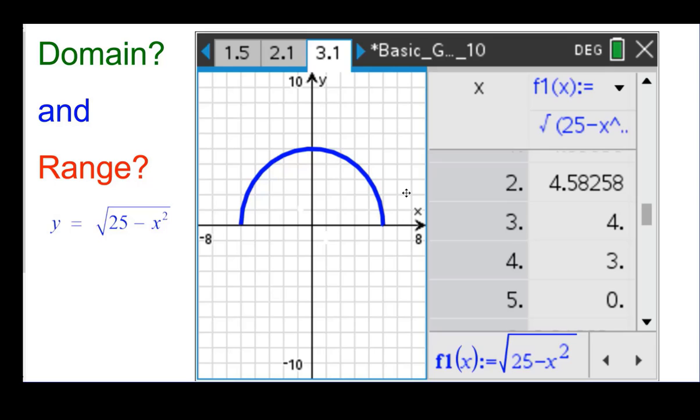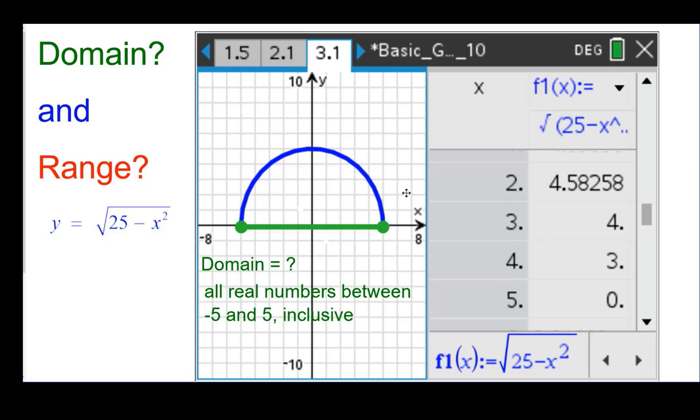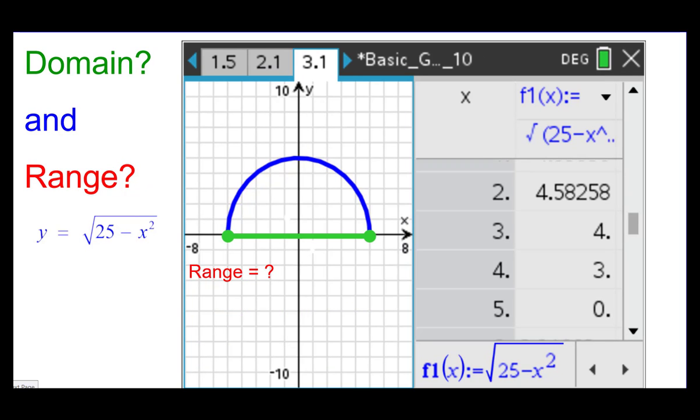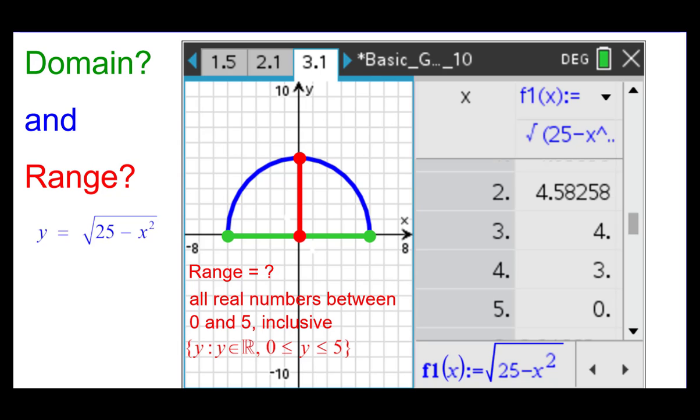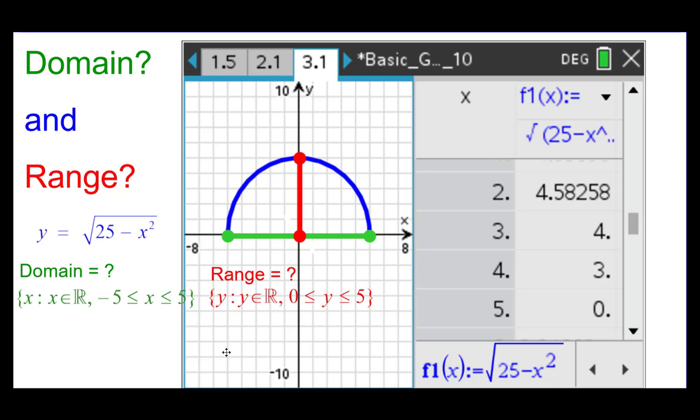So domain and range, we'll go back to y equals radical, the quantity 25 minus x squared. And you can see that the domain is between 5 and negative 5 inclusive, as we said before. And this is how we would write that with set notation. The range only includes the real numbers 0 through 5 inclusive. And this is how we would write that. And here's the domain and range.